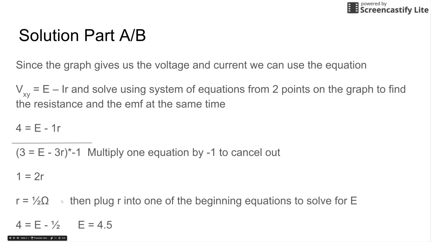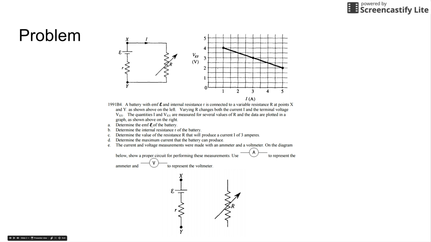And then we can take that resistance and plug it into one of the beginning equations, either this 4 or this one right here. And we go ahead and plug it into the 4 one. And so we did 4 equals E minus 1/2. So you add 1/2 and you get E equals 4.5. Now, so that's the answer for A and B. We figured out the EMF and the internal resistance.